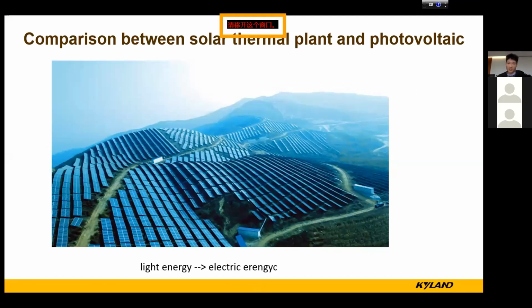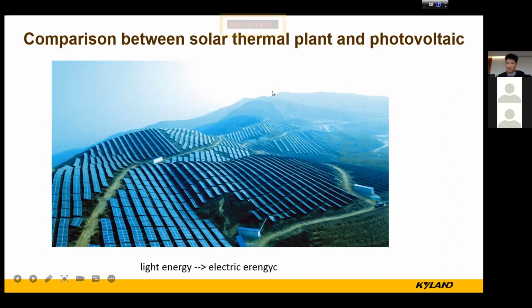Maybe most people are familiar with photovoltaic plants, but they are not familiar with solar thermal plants. So here I give a comparison between these two plants.